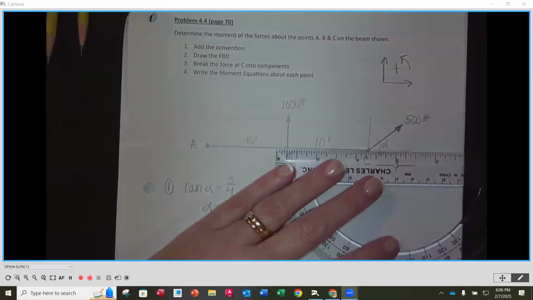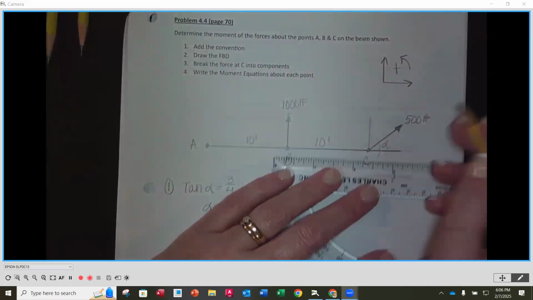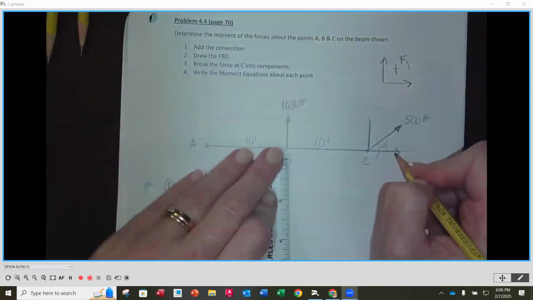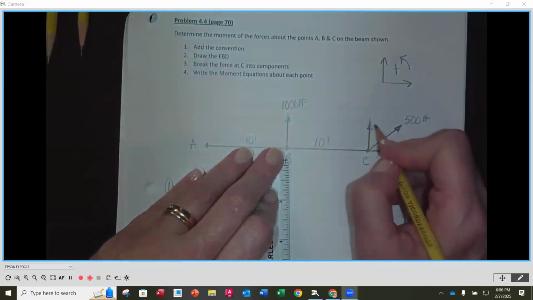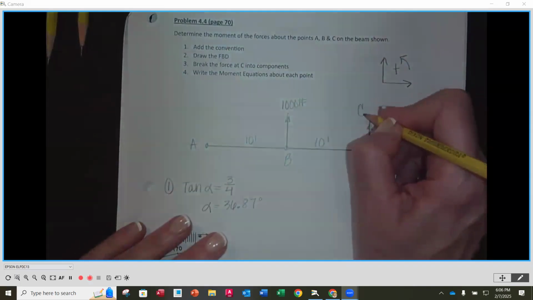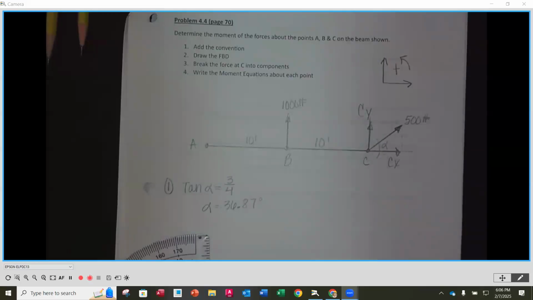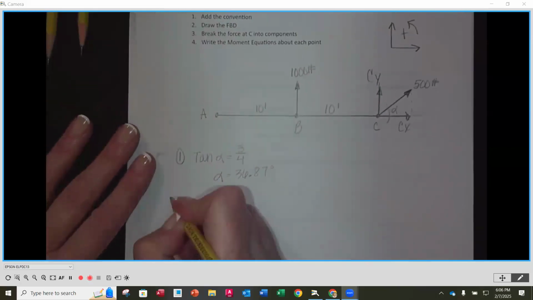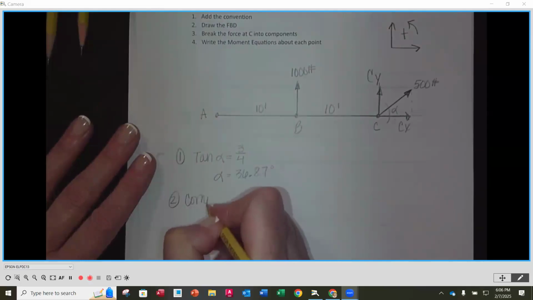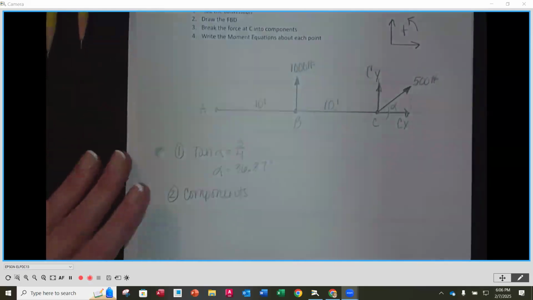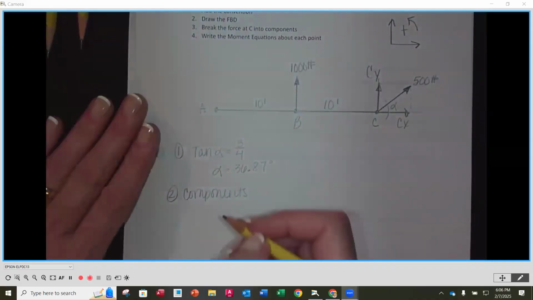And then what we want to do is draw in our x and our y component. So this is going to be Cy and this is going to be Cx, just because the force is at C. And now we want to calculate the components. So step number 2 is going to be the components of force C. So go ahead and find the magnitude of Cy and Cx, and I'll do it here.